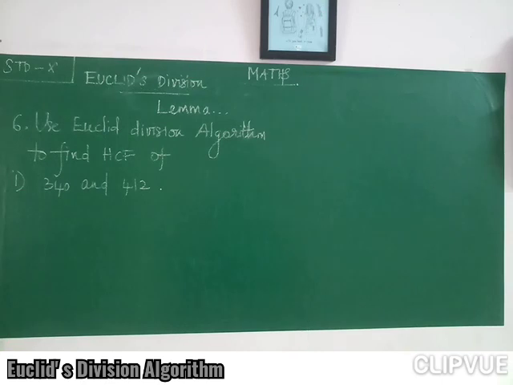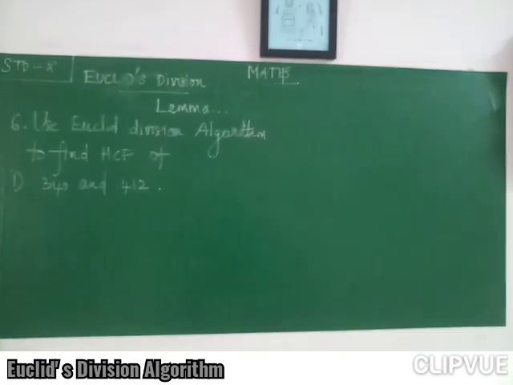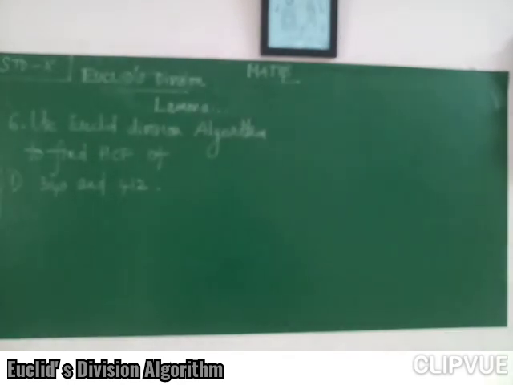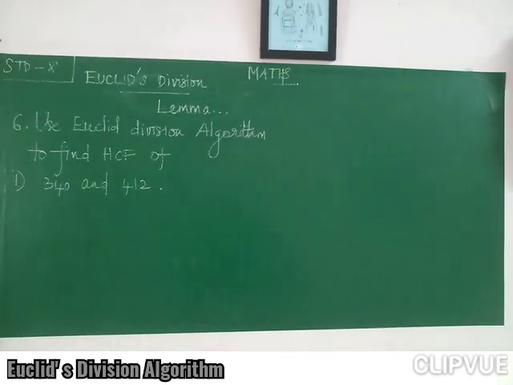Exercise number 2.1, question number 6. Use Euclid division algorithm to find HCF of 340 and 412. Now we are going to find HCF of 340 and 412. So first we are going to take the biggest number. We consider it as the dividend. Which is the biggest number, 340 or 412? 412 is the biggest number.